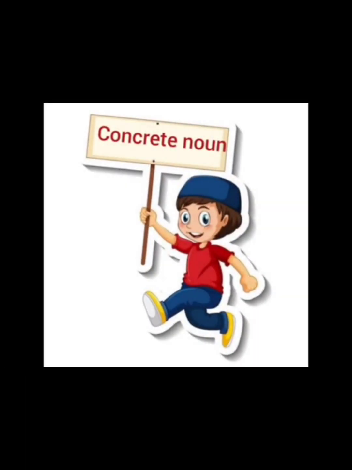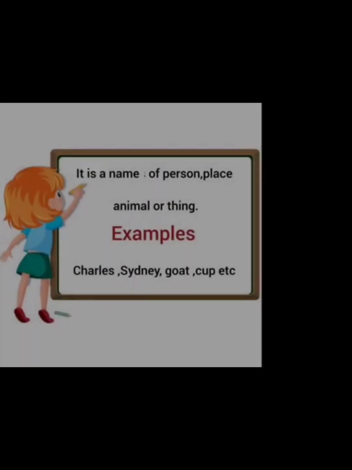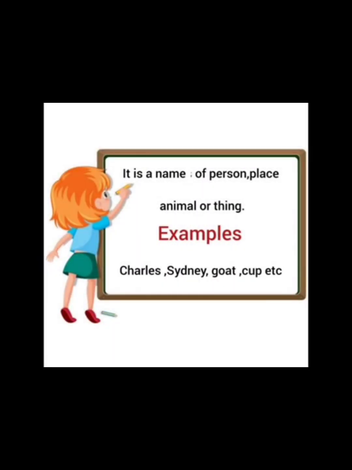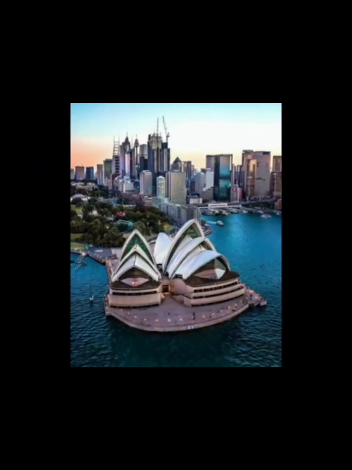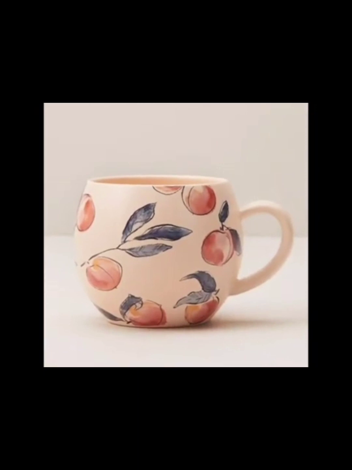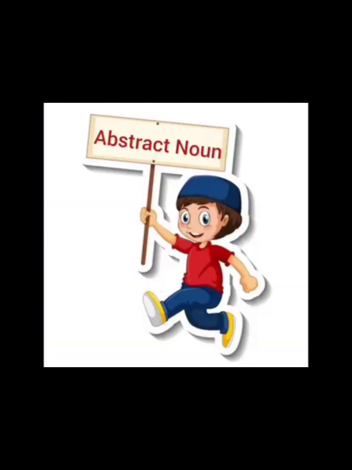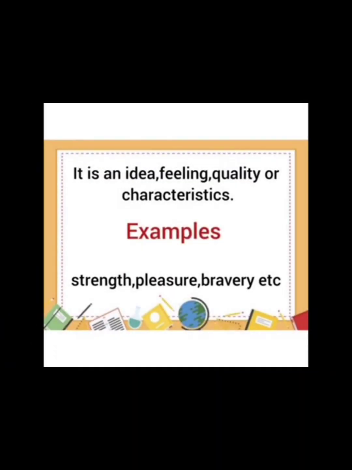The next difference of concrete and abstract noun is this, that the concrete nouns are the names of a person, place, animal, or thing. Examples: Charles, Sydney, goat, cup, etc. Abstract noun is an idea, feeling, quality, or characteristic. Examples are strength, pleasure, bravery, etc.